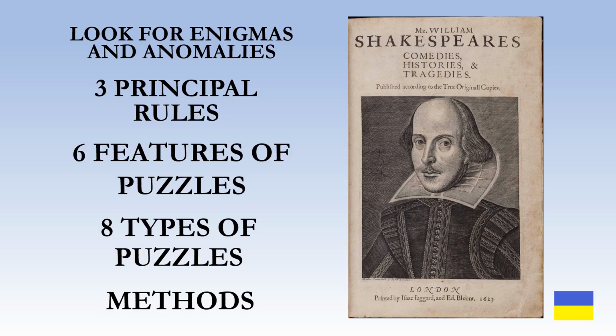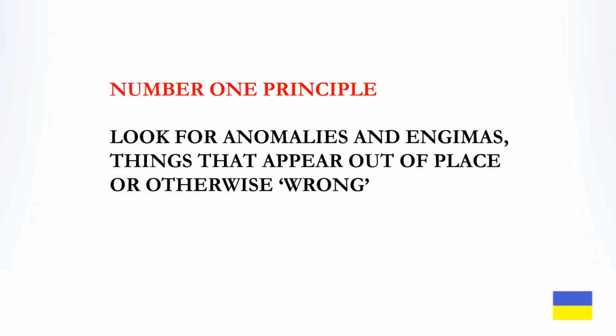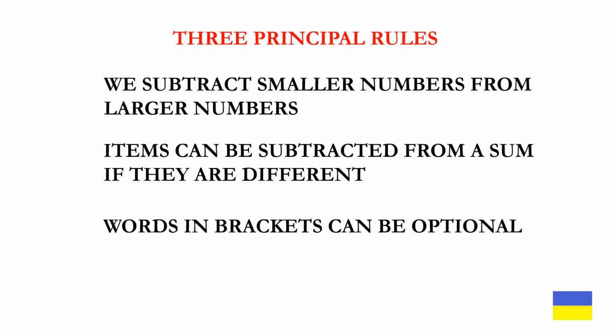Let's sum up. The number 1 principle, look for anomalies and enigmas, things that appear out of place or otherwise wrong. The 3 principal rules: we subtract smaller numbers from larger numbers. Items can be subtracted from a sum if they are different. Words in brackets can be optional.